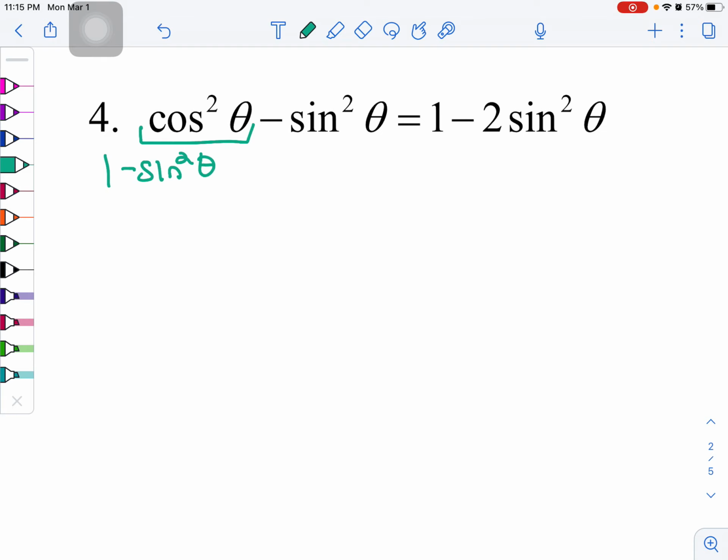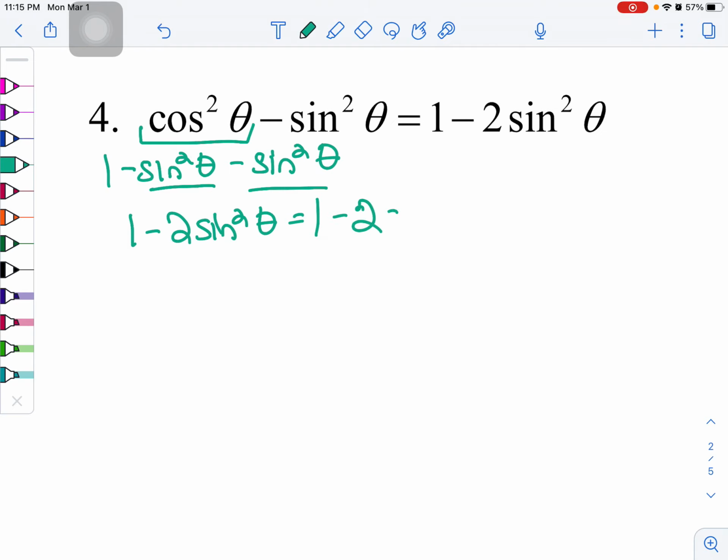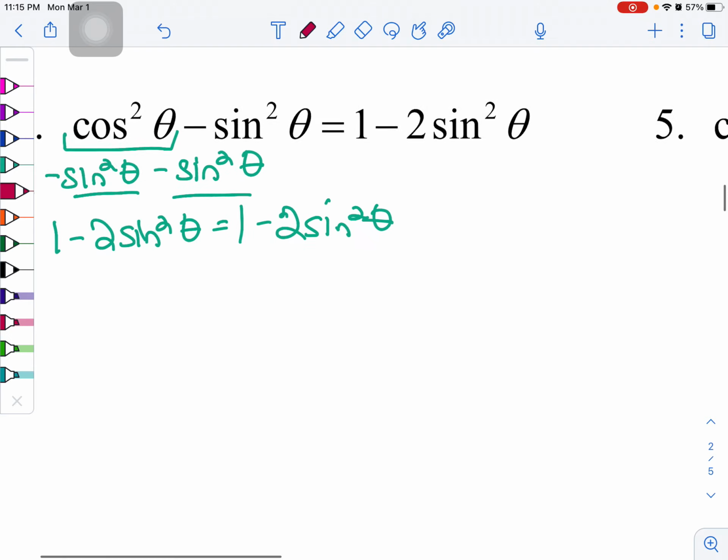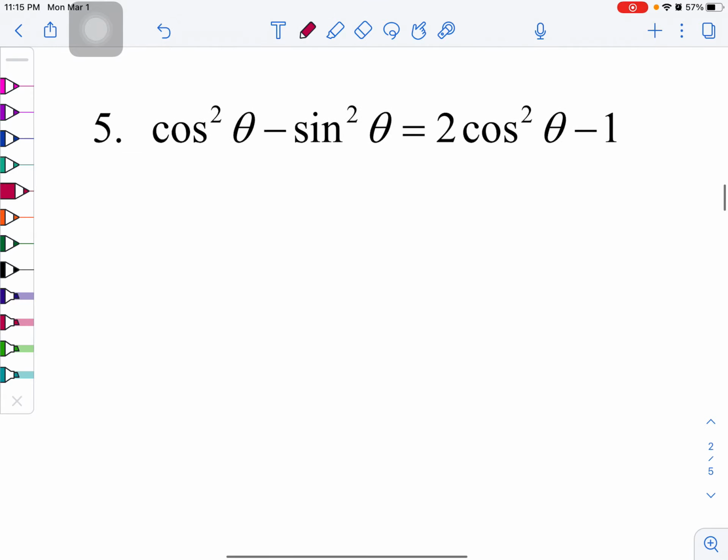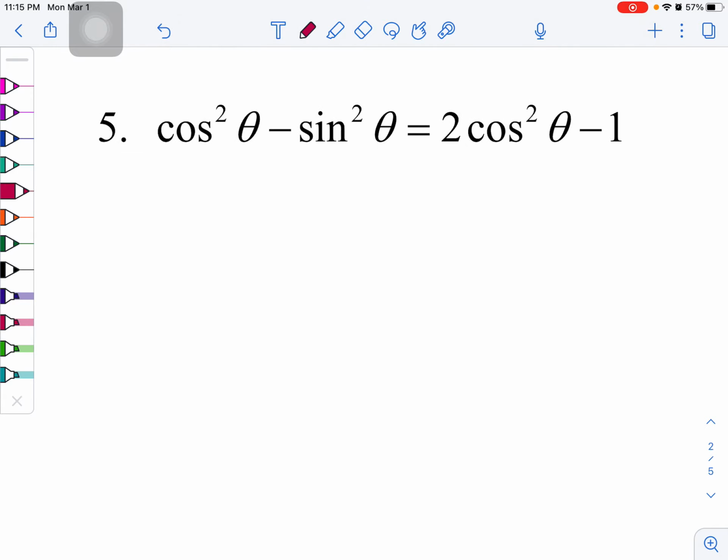So let me see if I can replace this cosine squared with something. So cosine squared can be replaced with 1 minus sine squared theta. That's one of your Pythagorean identities. And then if I look at my like terms here, I've got 1 minus, well, I have 2 negative sine squared thetas. So minus 2 sine squared theta is 1 minus 2 sine squared theta. Look, they became the same thing. And again, that's the whole point of doing the verifying here. You're showing me that one side of the equation becomes the other, but make sure I can see your steps.